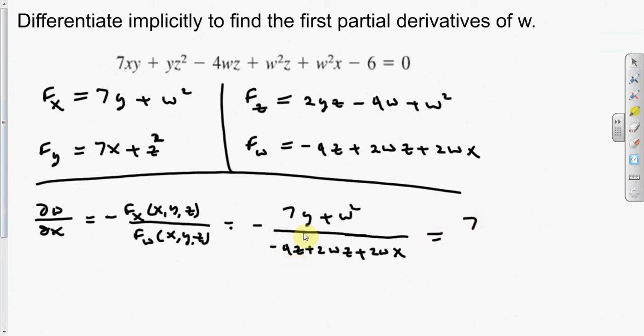You can leave it the way it is, but those two negatives out in front, it's kind of misleading. So 7y plus w squared. I'm going to factor out a negative downstairs and then divide it. Negative divided by negative goes out. So this is just 4z minus 2wz minus 2wx.